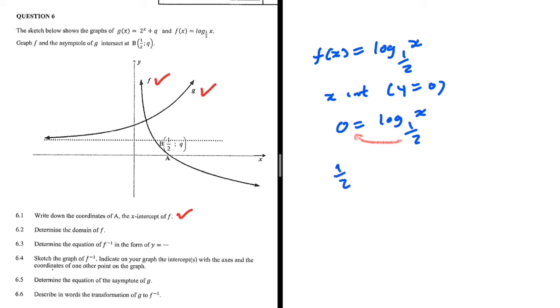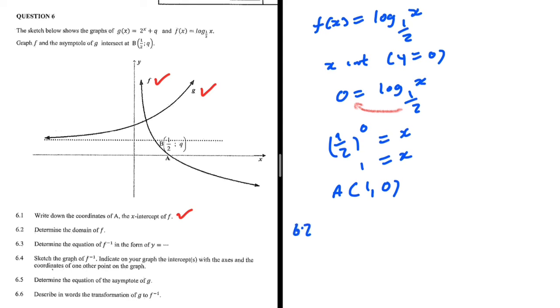1 over 2 to the power 0 should be equal to x. The base just goes and carries the 0. So what is any number to the power 0? The answer is 1. So this is the x value at A. But you're looking for the coordinates of A, not the x value at A. So we can't leave it like that. This is actually not complete. We then have to say that A, the x coordinate is 1 and the y coordinate is 0. Now we have covered all that we need to cover.